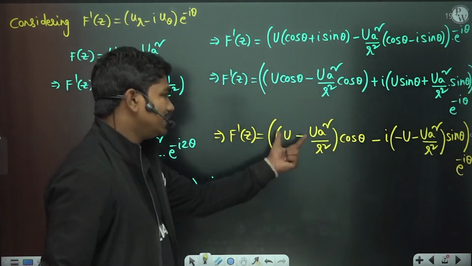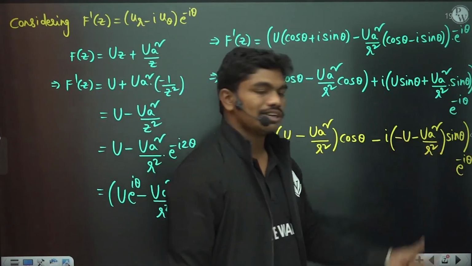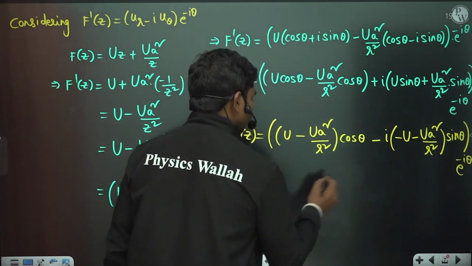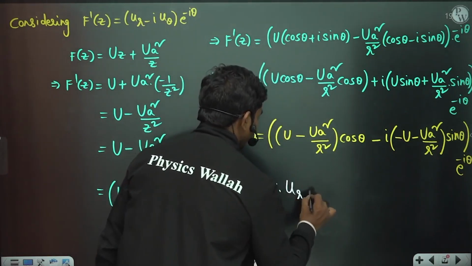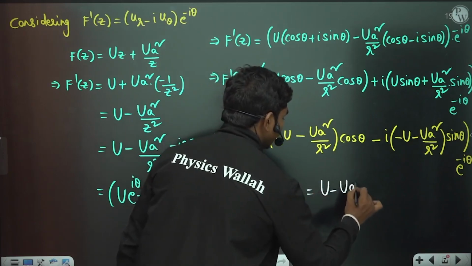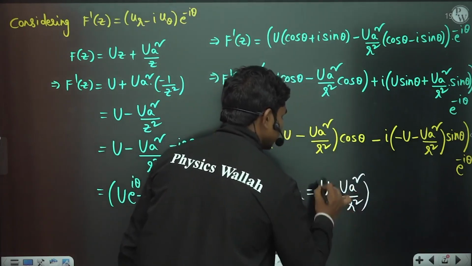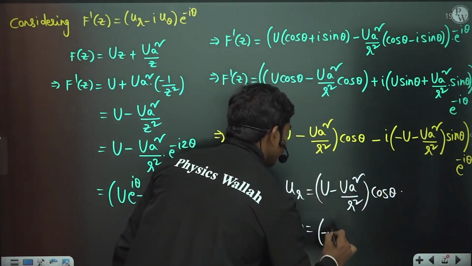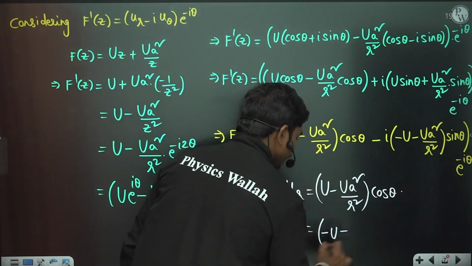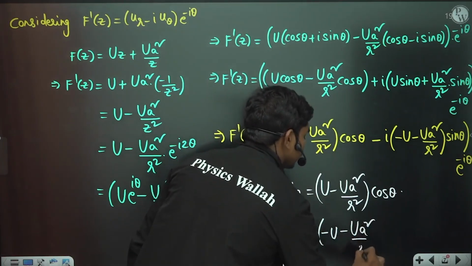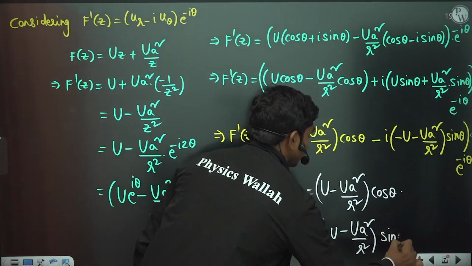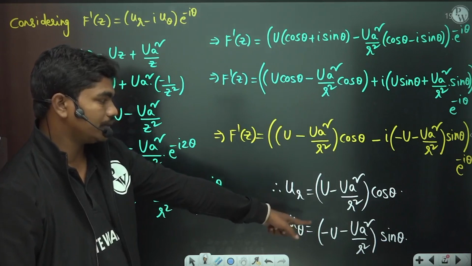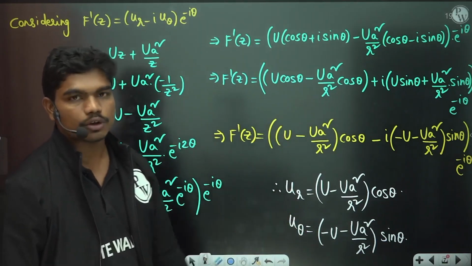If you see, this is your radial component of velocity and this is your theta component of velocity at any point in the flow. Therefore u r, the radial velocity, is equal to u minus u a square by r square times cos theta, and u theta is equal to minus u a square by r square times sin theta. So these are the radial and theta component velocities here.